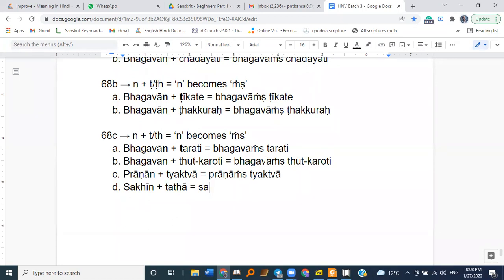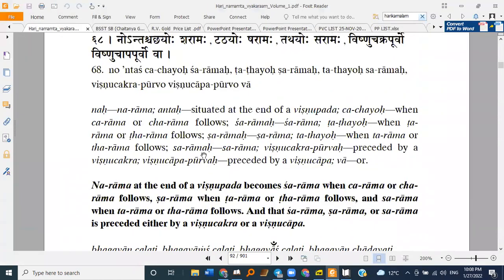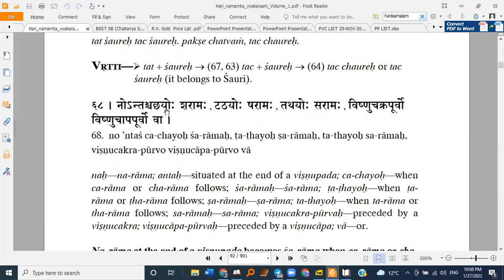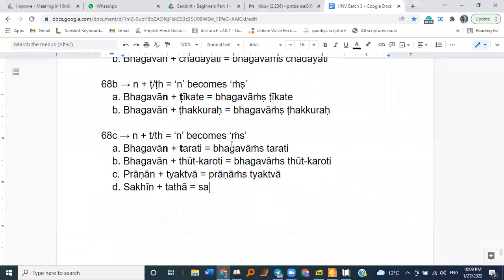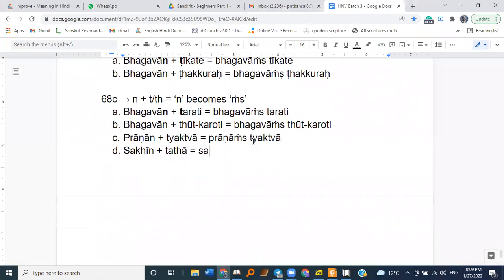Maybe we can. So the sutra will still be like from nontascha yoho sharamaha, or we'll just write tatha yoho saramaha. You can just put no antash tathayo sarama Vishnu chakra purva Vishnu chapurva. Okay. So Gurun Yukta Tan will become Gurun Stan, right? Yes. By the sutra. Okay. Thank you, Prabhuji. So Sakhin Yukta Tatha becomes Sakhins Tatha.